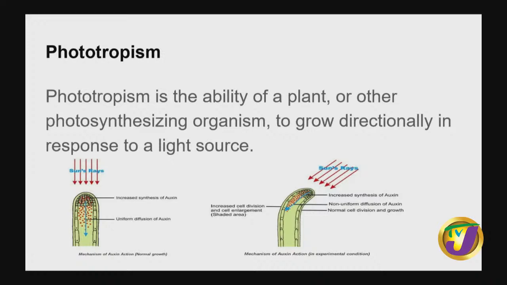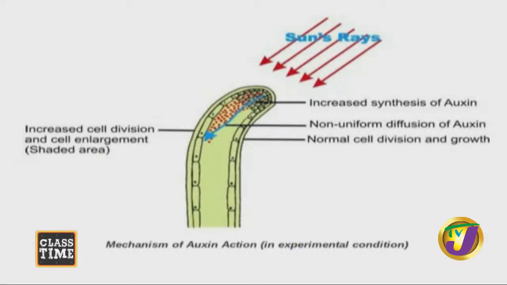That's the side where the light is not shining. Right? I like to tell my students that auxins are like vampire hormones. You know, vampires don't like light. Right? But don't write that on the exam paper. So if light is shone in one direction, the auxins are going to diffuse to the shaded area.